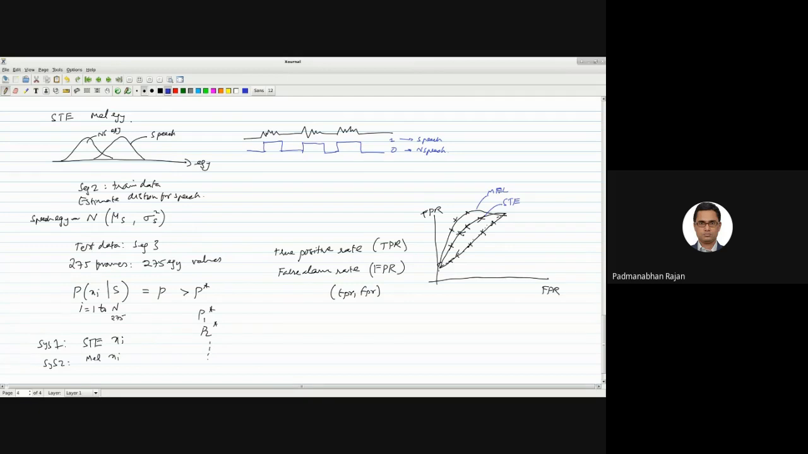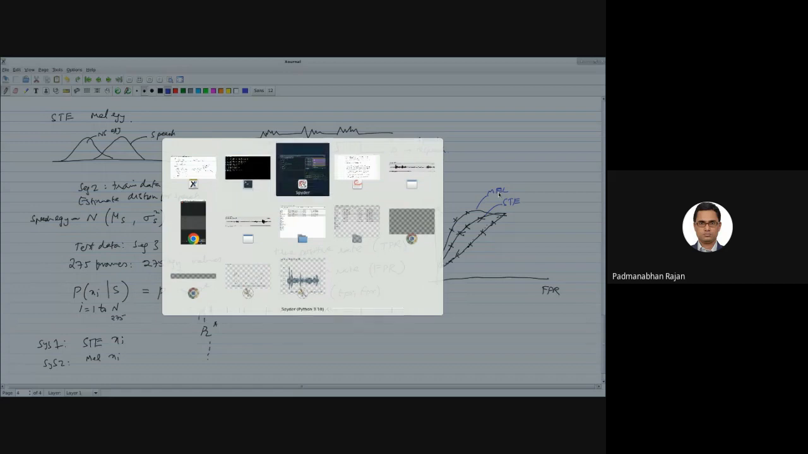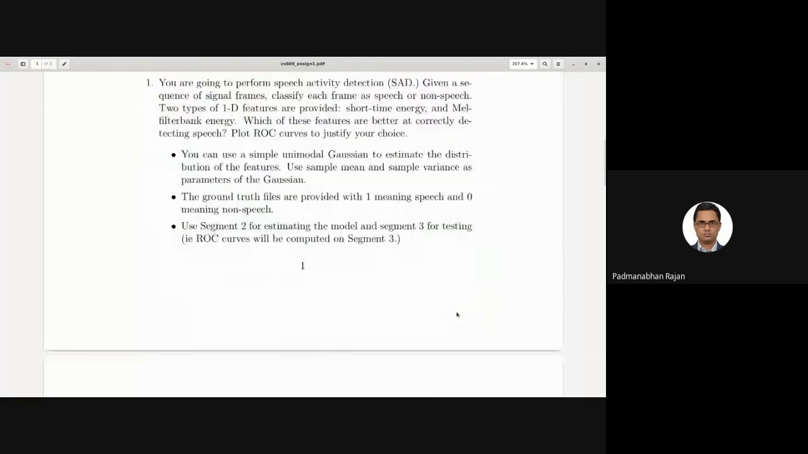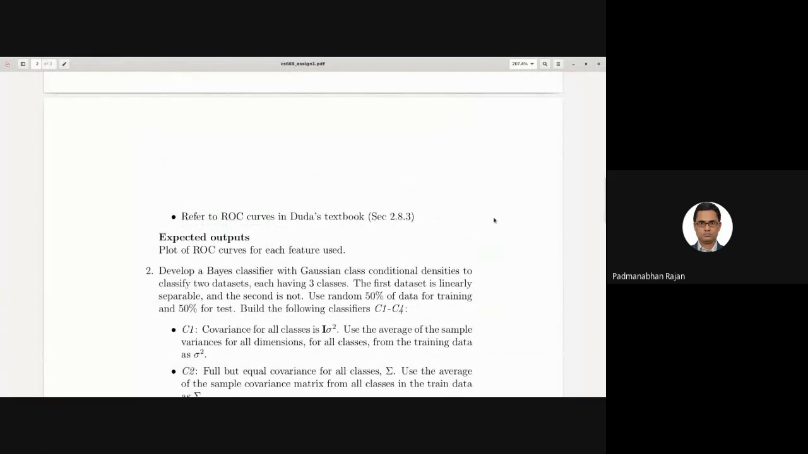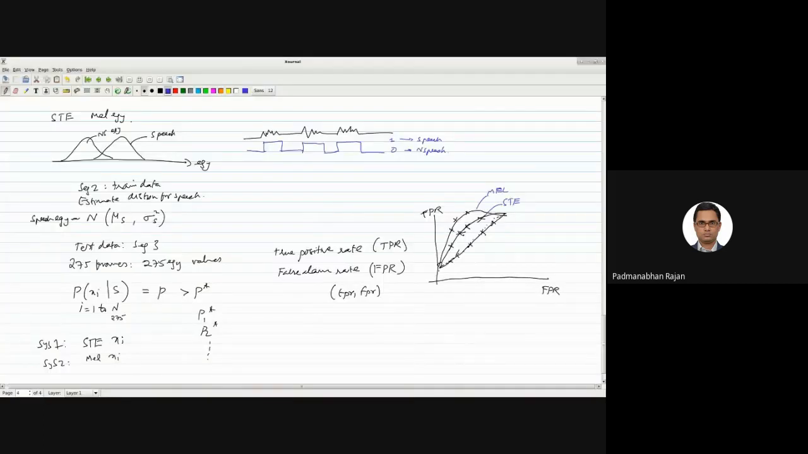You can refer more about it in Duda Hart, section 2.8.3, or you can also look up ROC curves generally online. Each ROC curve consists of true positive rate and false positive rate for various thresholds. This will be for the first system, maybe using short-term energy, and this will be the curve for MEL energy, system 2. For each threshold you have to estimate the true positive rate and the false positive rate, and that will give you one point in the curve.